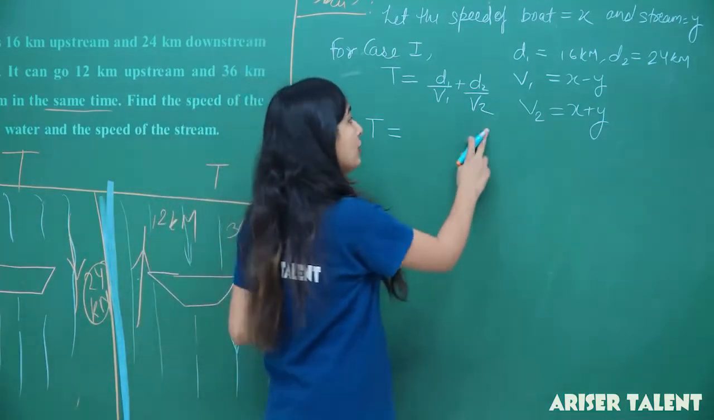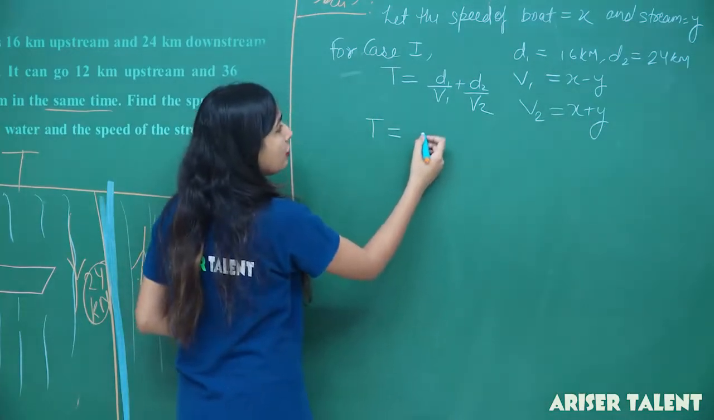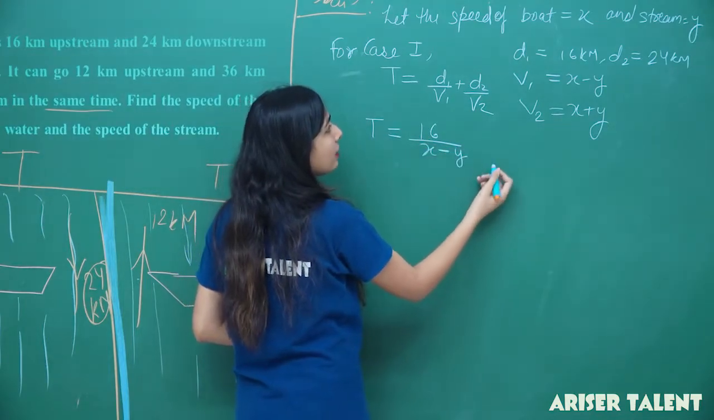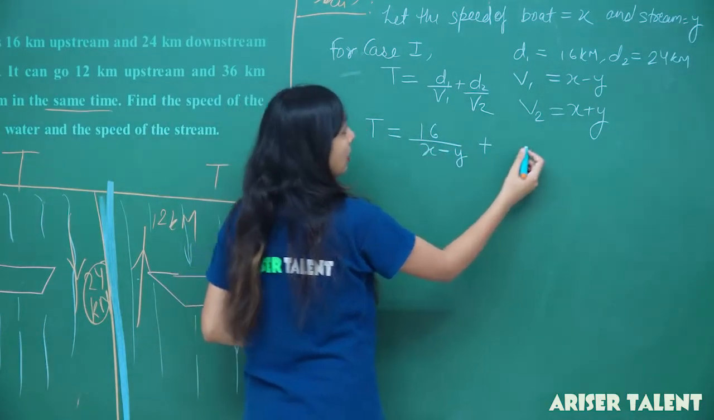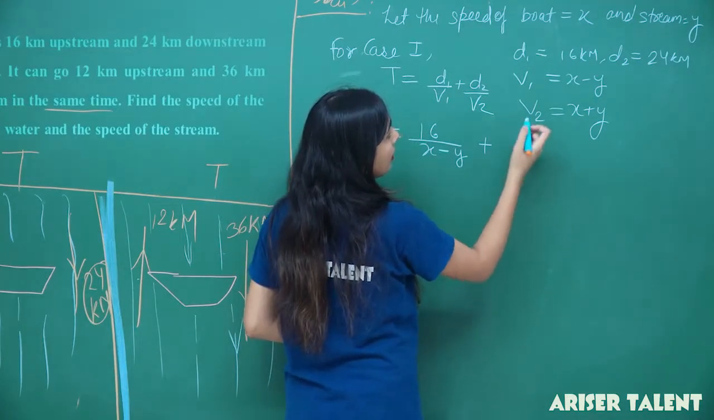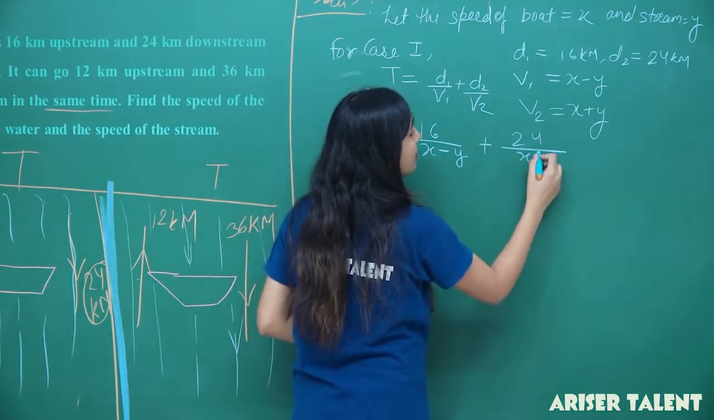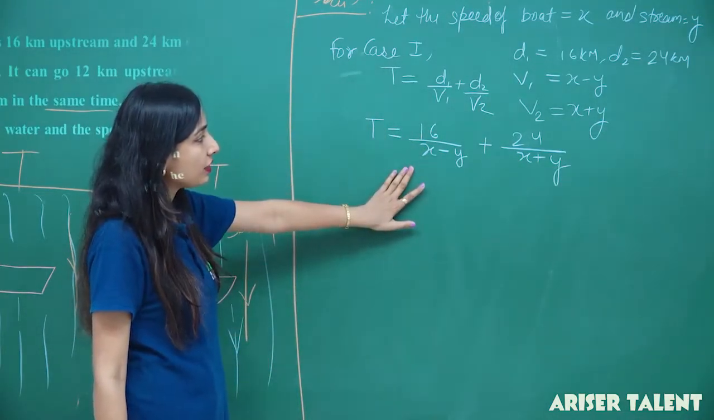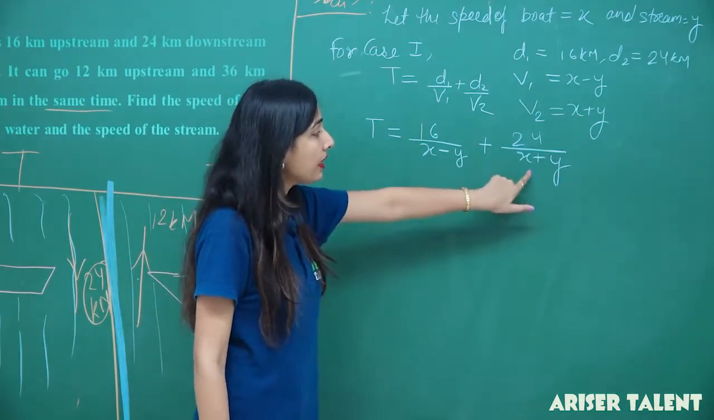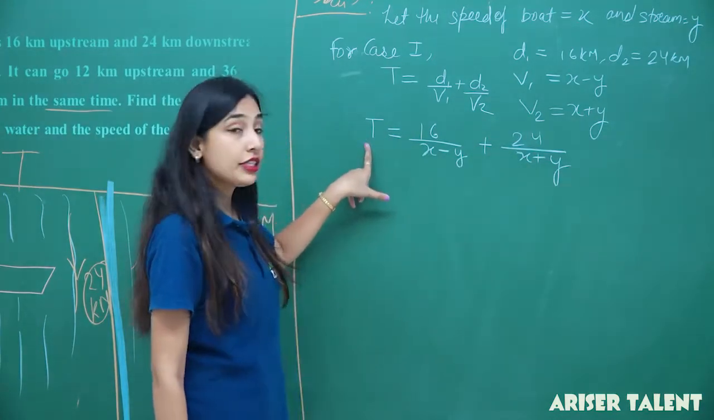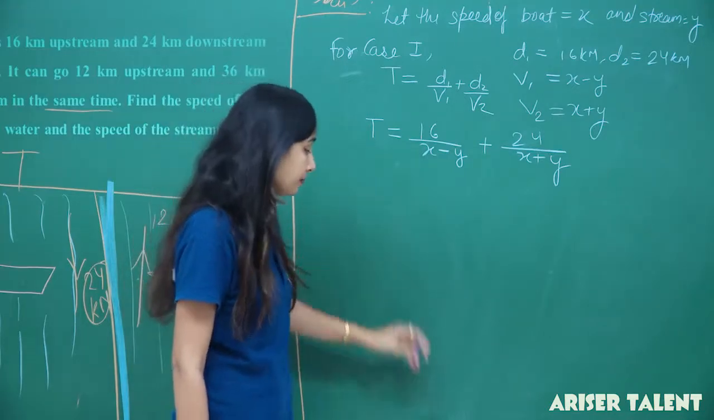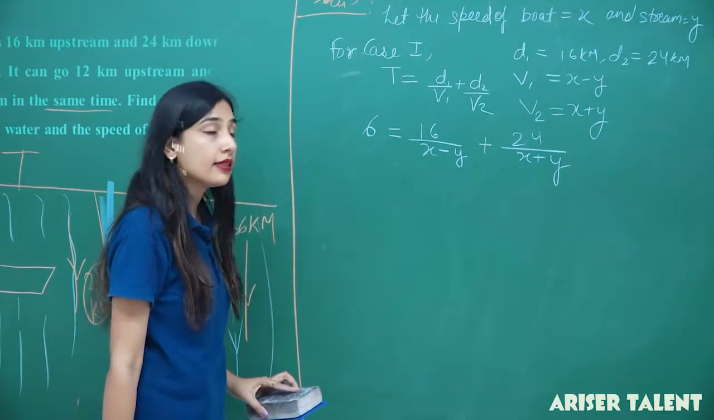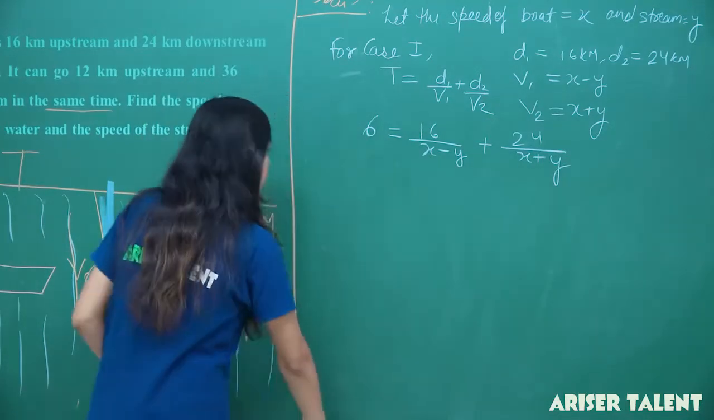Same process. That will be, if I put the values, 16 upon x minus y plus 24 upon x plus y. Okay. Now 16 upon x minus y plus 24 upon x plus y. This is t, the total time, which is nothing but 6 hours. Okay. This is the first thing.